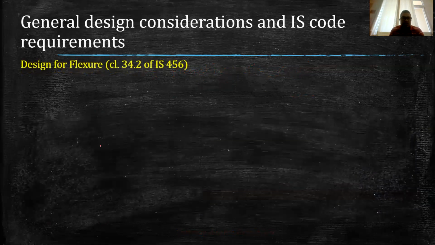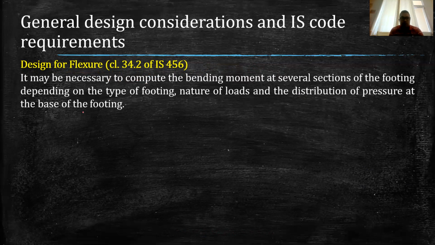Now talking about the next criteria, which is again a very important criteria, which is flexure. And flexure is basically bending moment consideration. So now if we consider the bending moment in the foundation, we will try to see how foundation can fail because of the bending moment. In the design of foundation, it is also necessary to compute the bending moment at several sections of the footing, depending on the type of footing, whether it is a square footing or rectangular footing, and also what is the nature of load and what is the distribution of the pressure.